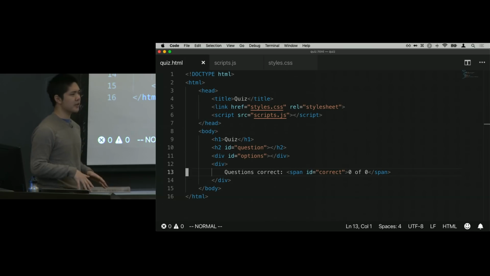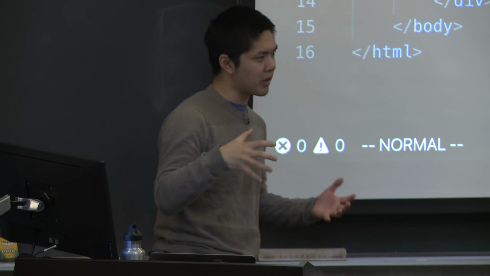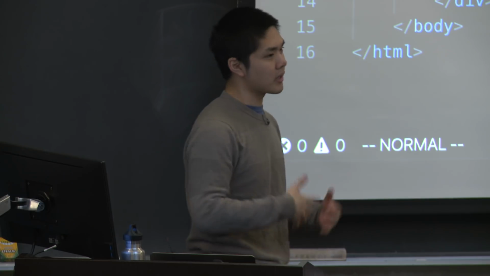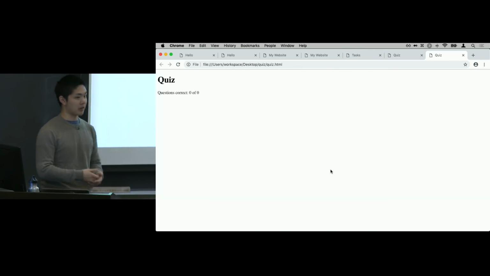And so that's it for the HTML. I'm just defining the structure of the page: a heading that says quiz, a place where I can put the question, a place where I can fill in each of the options that I have, and then a place where I can say, okay, here's how many questions correct I've gotten. If I open up quiz.html right now, here's what the page looks like. It just says quiz and questions correct 0 out of 0.